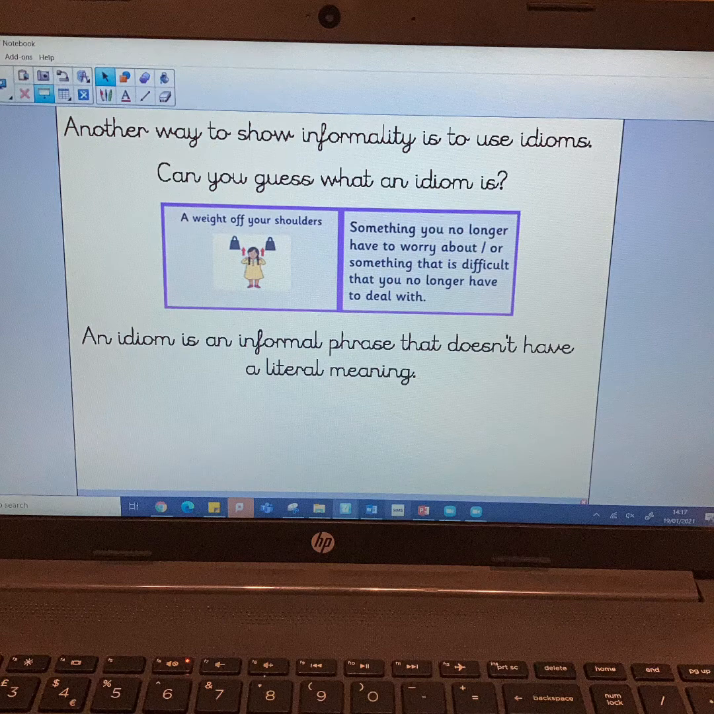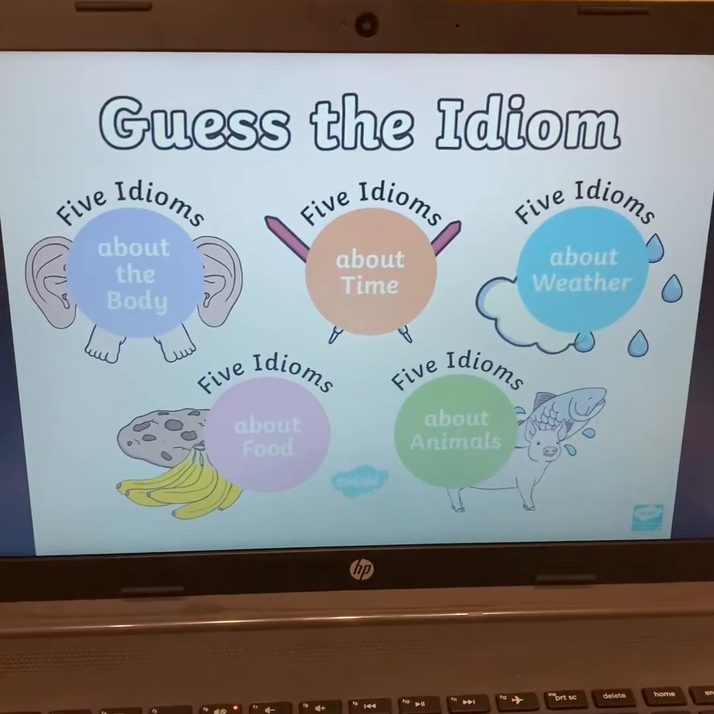So what we're going to do now is I'm going to show you several idioms on the screen, and I want you to try and work out what this idiom means. So for each one, you can write them down into your purple book. So I want you to have a list of all the idioms that we are going to look at and then what their meaning is as well.